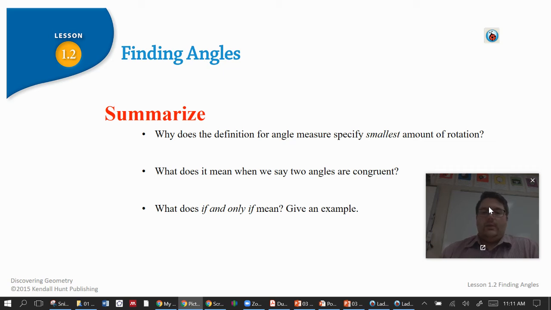What does it mean when we say two angles are congruent? It means they have the same measure. And what does if and only if mean? If and only if means that they're basically the exact same thing. The example being congruent and equal. Angles are congruent if and only if they have equal measures. They're not the same thing exactly, but they're essentially the same thing.